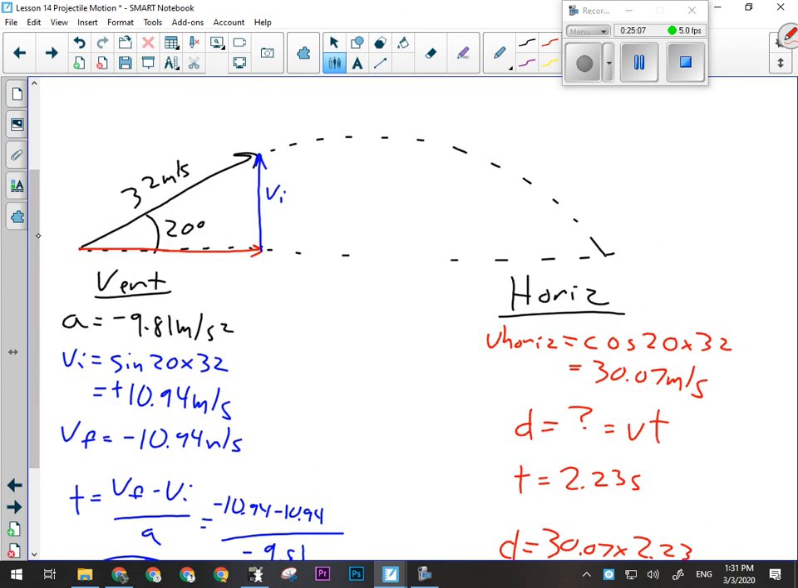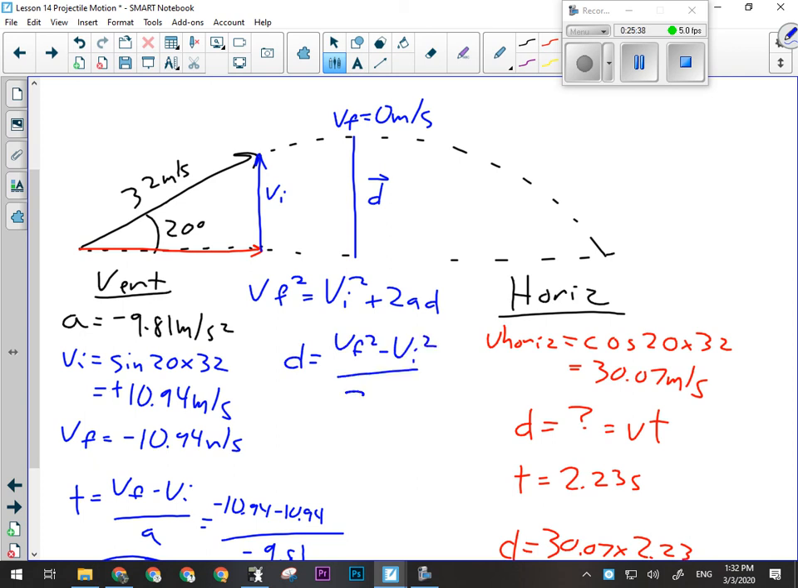The other thing they want us to calculate is the maximum height of the General Lee. So we need to know its vertical displacement when its vertical velocity is 0 meters per second. We're looking for d. So I'm going to use this formula here: vf squared equals vi squared, because I have that, plus 2ad, I have that, and d is what I'm looking for. So d will equal vf squared minus vi squared over 2a, so that'll be 0 minus 10.94 squared divided by 2 times negative 9.81.